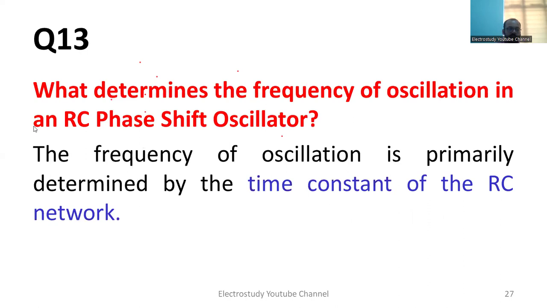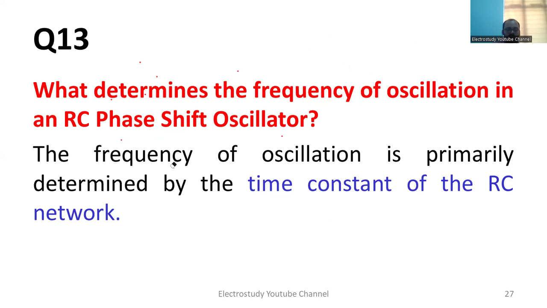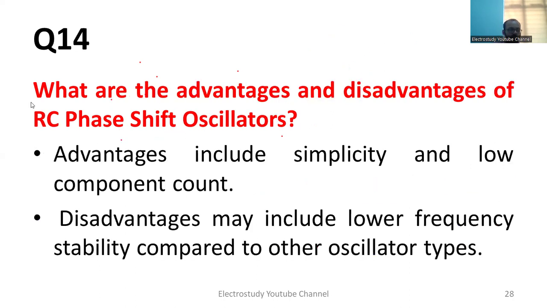Next, you can read the question. What determines the frequency of oscillation in the RC phase shift oscillator? The frequency of oscillation is mainly determined by the time constant. RC is actually called a time constant, no? Yeah, the RC value. So T is equal to tau is equal to RC. While designing, you might have used the formula. Now we'll move on to another question.